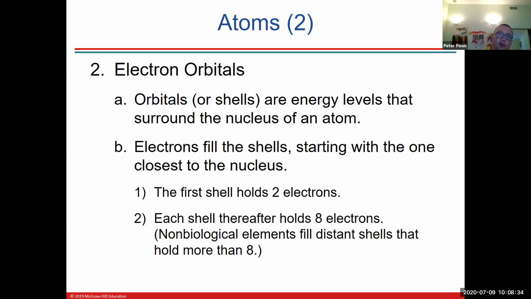When we talk about life and biological elements, we talk about the first couple of shells. We don't really go beyond 3 in any meaningful detail because they're not really found in living organisms for the most part. So that rule of 8, the Octet Rule that you probably learned in high school, is not actually real, but for purposes of biology, it applies.